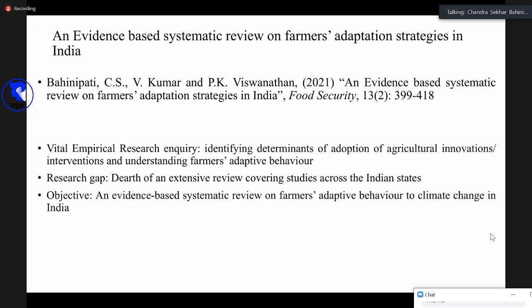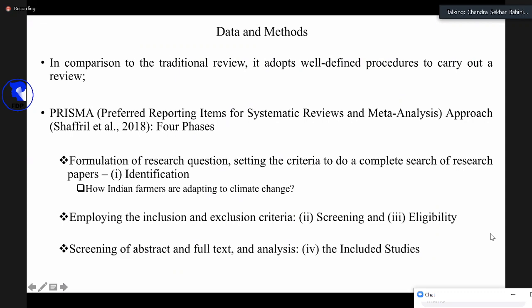I started with a vital research question: what are the things farmers are adopting, basically understanding farmers' adaptive behavior, and what they are doing to cope with the impacts of climate change. I identified that there are many studies existing, but there is a dearth of extensive review. So I started that research sometime in 2018 or 2019, and then published in 2021. We adopted the PRISMA approach, which is a standard approach, Preferred Reporting Items for Systematic Reviews and Meta-Analyses.